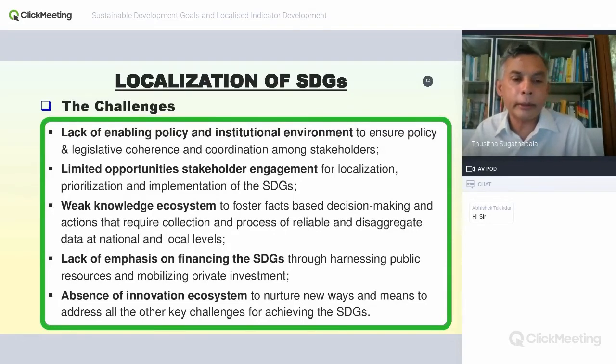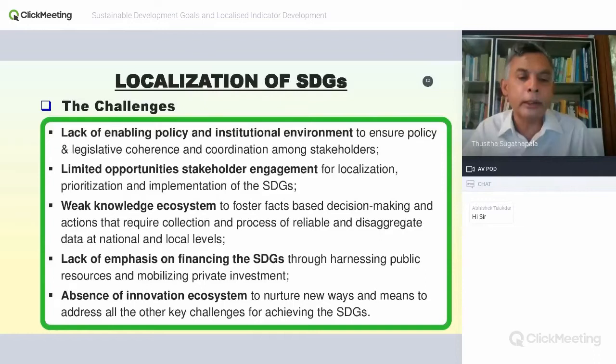Then another area is the financing. Now, remember that SDGs are voluntary, and it's expected that most of the sustainable development actions and activities have to be dealt with using local funding, local resources. So in that context, the mobilization of resources, the public resources as well as private investment, is very important. It's also not happening at present, and in most cases, the public resources basically mean the resources available with ministries and their agencies. And how far the way they allocate the funding to their development activities is aligned to SDGs is still questionable. So therefore, this lack of emphasis on financing for SDGs is really affecting the successful implementation of SDGs.